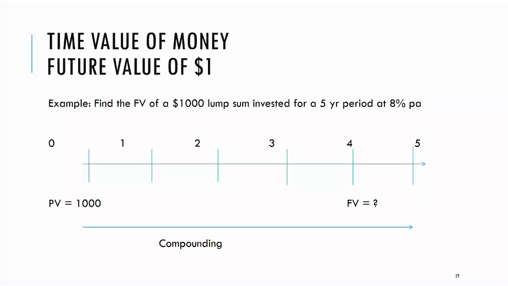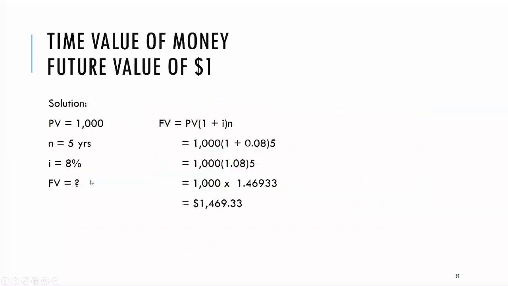If you are new to planning or architecture, please go through this and ask any question. Right? Find the future value of a $1,000 lump sum invested for a 5-year period at 8% per annum. Compounding interest. Present value is $1,000, number of years is 5, interest rate is 8%, and how much is the future value? You get $1,469. This is the formula: future value equals present value multiplied by (1 + i) to the power n.